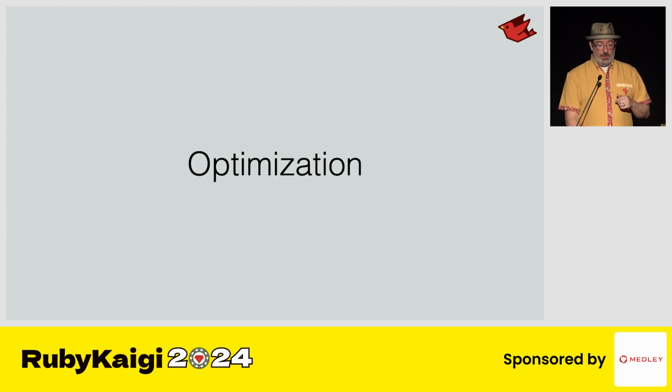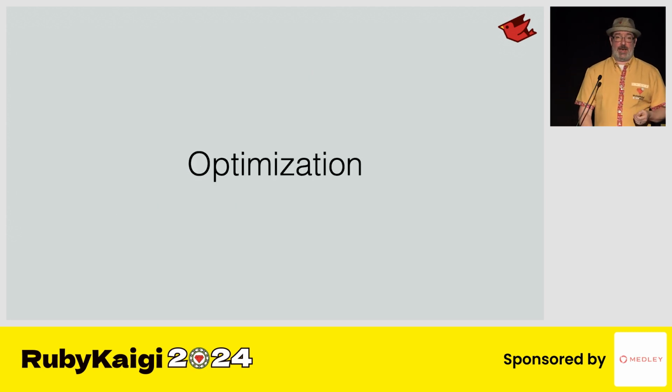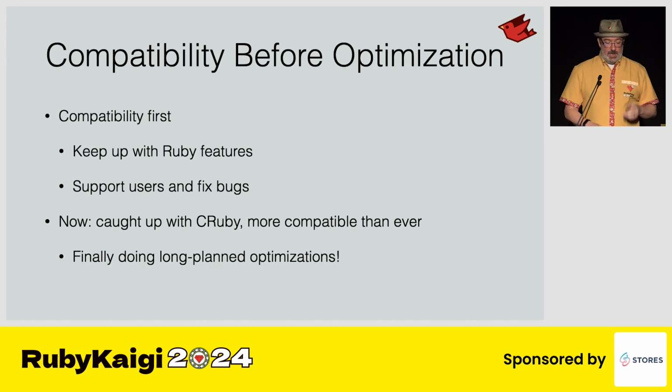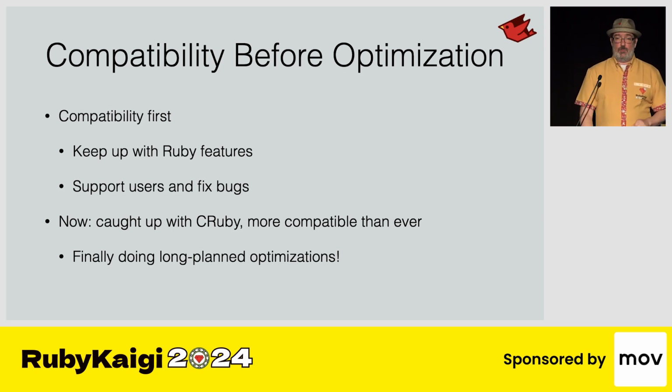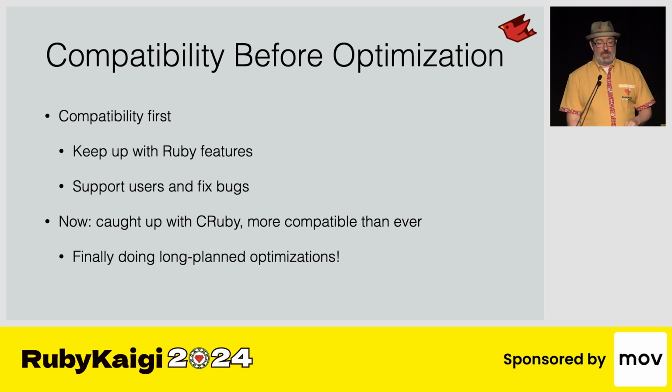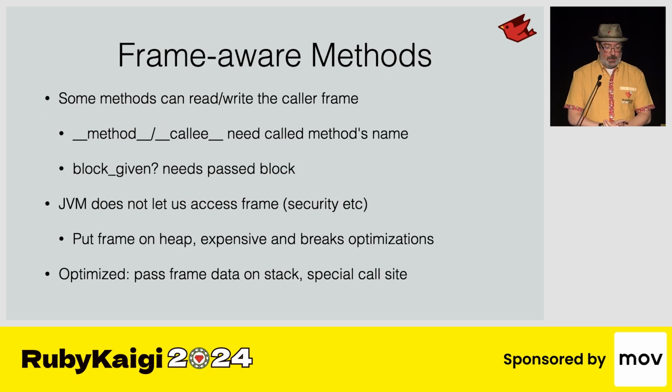So now, the fact that we've managed to catch up on compatibility over the past few years means that we can start focusing on a lot of optimizations that we've put off for many years. We always focus on compatibility first, so fixing user issues, helping users get JRuby into production, keeping up with new features in Ruby is our top priority. Now we can actually do a little bit more interesting work for optimizations we've been holding off for many years. So a couple examples here.